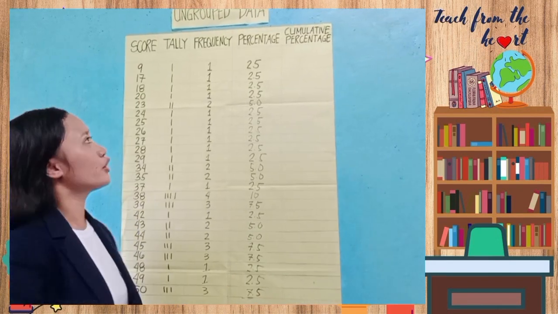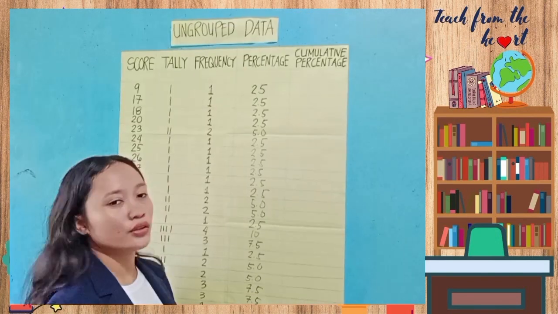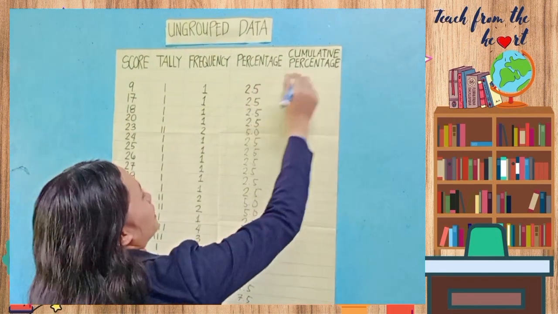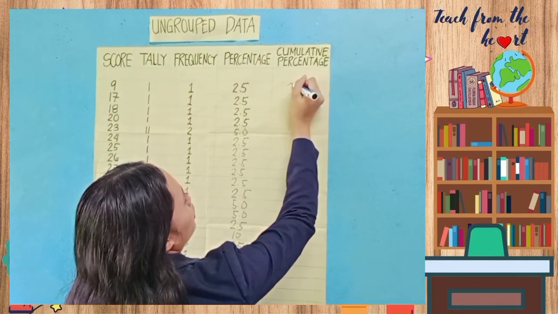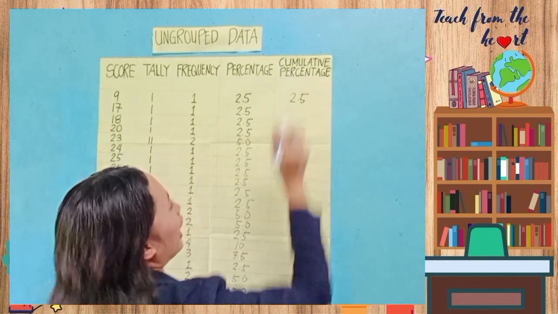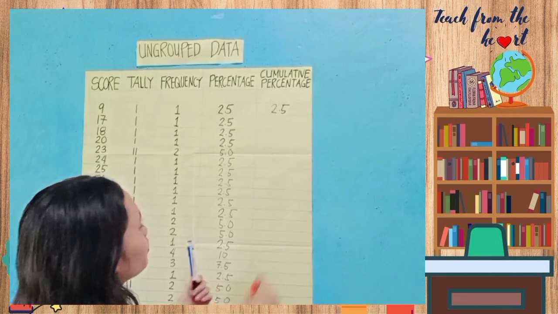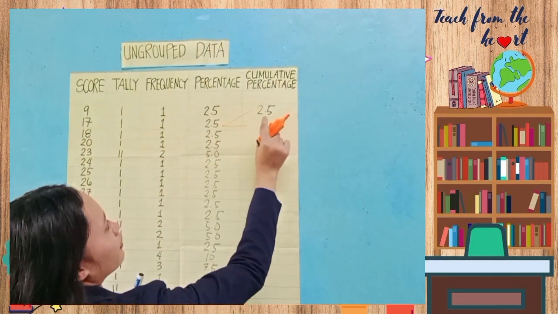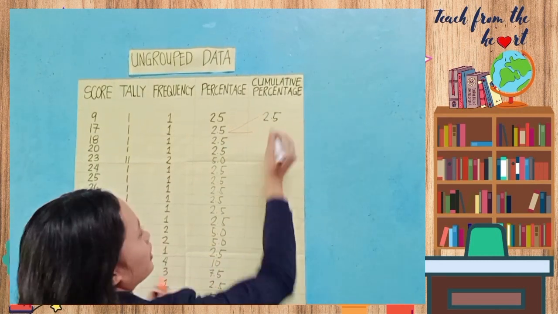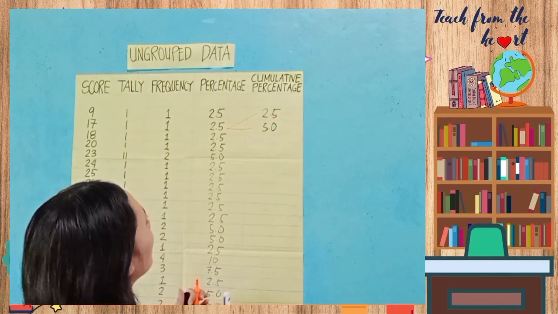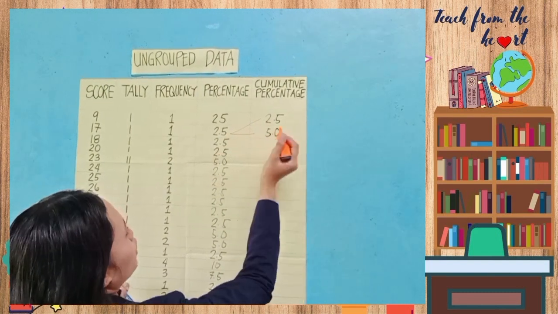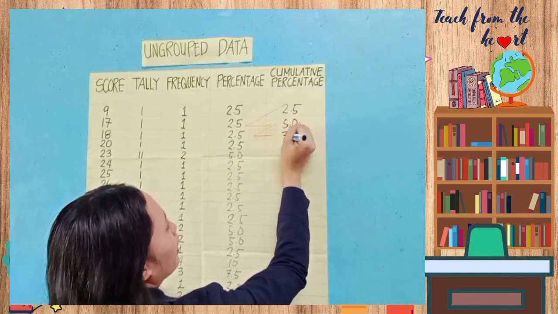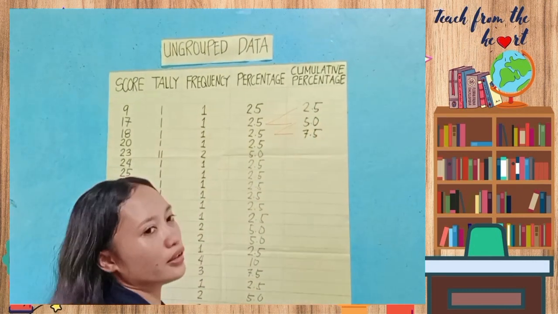Now let's proceed to the cumulative percentage. To get the cumulative percentage, first we need to copy the first percentage, which is 2.5, and add it to the next 2.5. The result is 5.0. Then add 5.0 and 2.5, which is equal to 7.5. And continue to add, and so on.